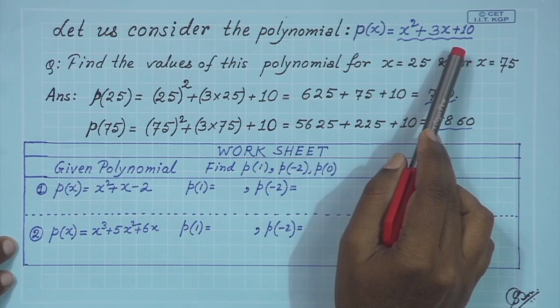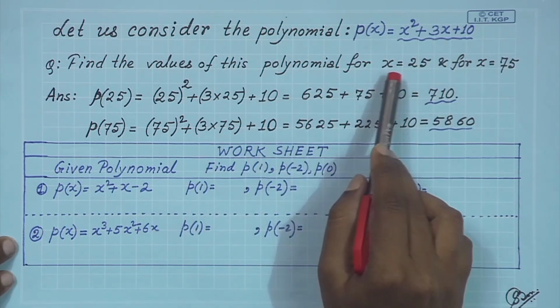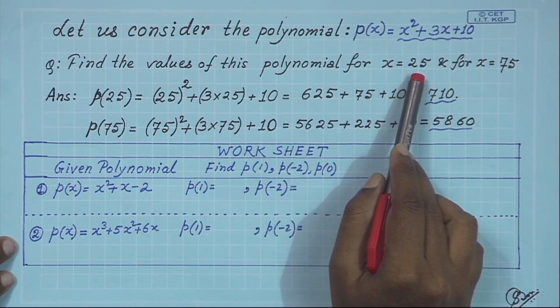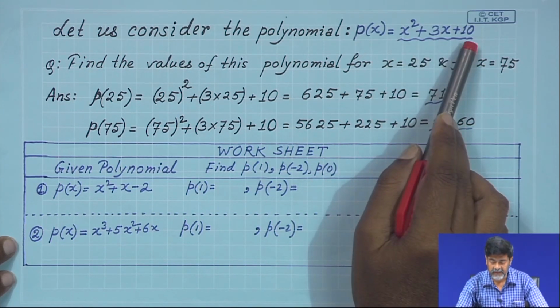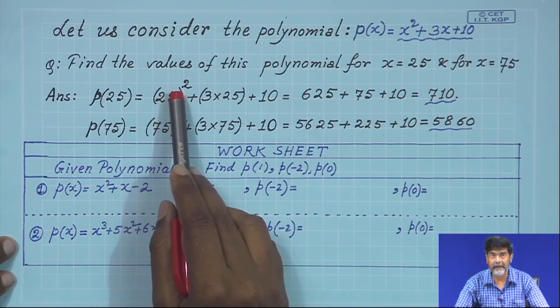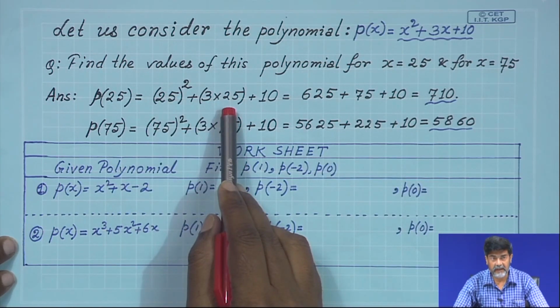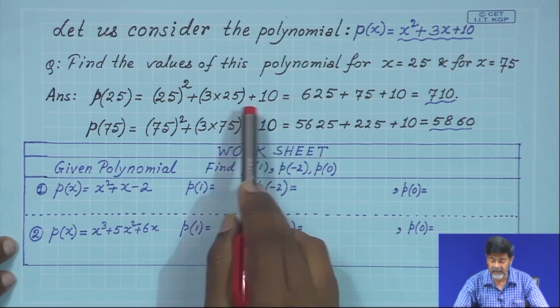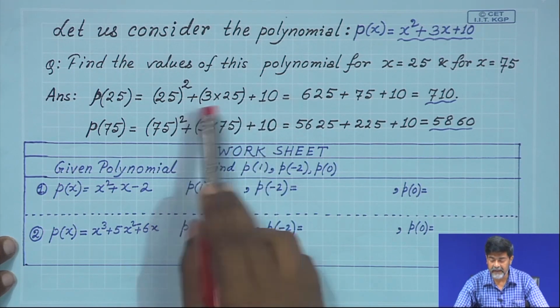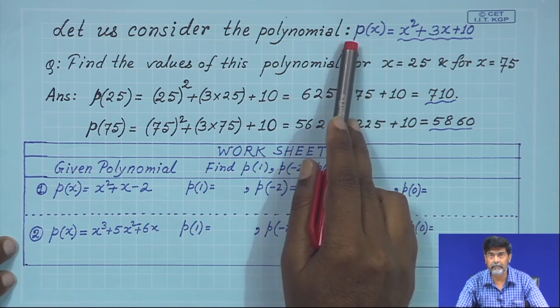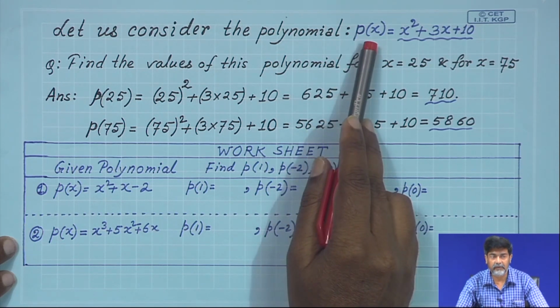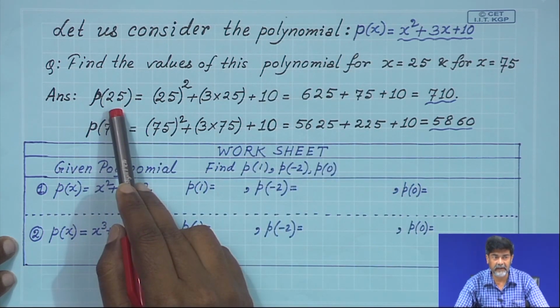particular values. Suppose we are putting x equal to 25 for the first case in this very polynomial. Then we are getting 25² + 3 into 25 + 10, and this very value will be represented by p(25). For the polynomial, I have used the notation p(x), x is a variable, and for a fixed value 25 for x, we should write p(25) for the particular value of the polynomial.